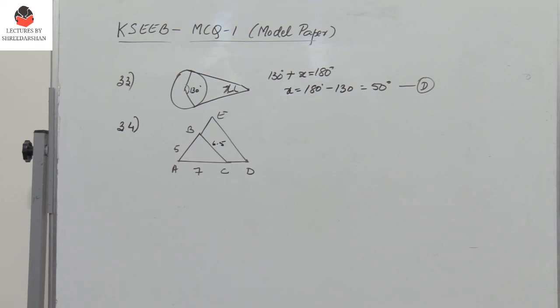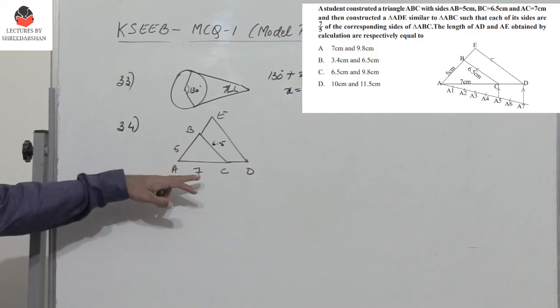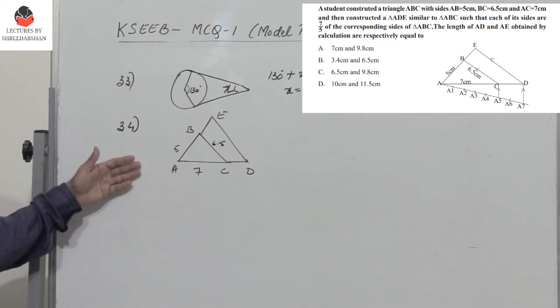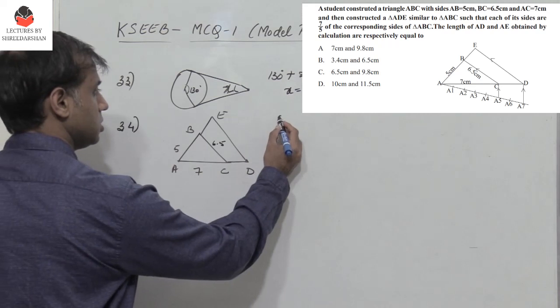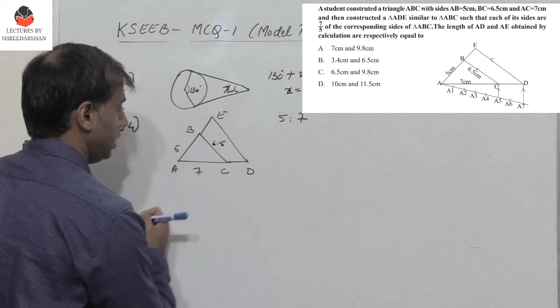A student has constructed a triangle ABC. If AB is 5, BC is 6.5 and AC is 7, and he then constructs another triangle ADE, which is similar to ABC, such that the sides are in the ratio 5:7 or 5/7, then the corresponding lengths of the sides AD and AE are. So I need to find AD and AE.